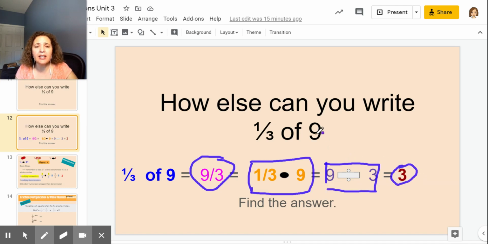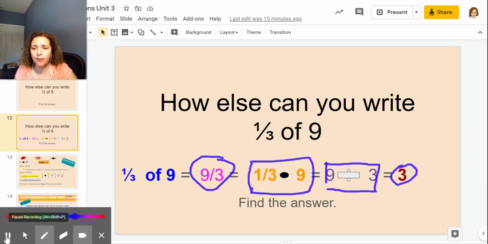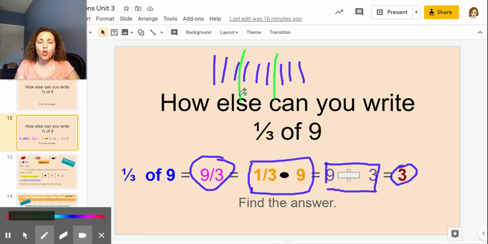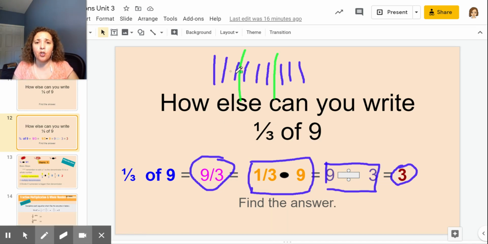So this is taking 9 things and dividing them up into thirds. Here I drew a picture. I drew 9 sticks, 1, 2, 3, 4, 5, 6, 7, 8, 9. And I want to divide them into 3 equal groups, because they're in 1/3. So I divided here and here, and it gave me 3 in each group.